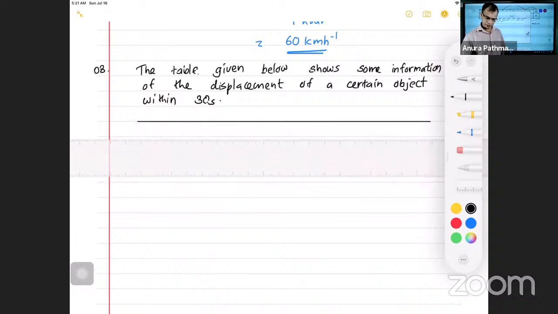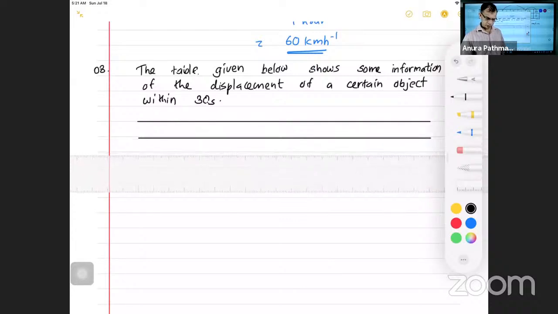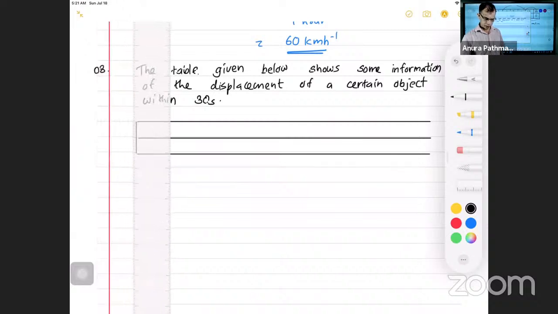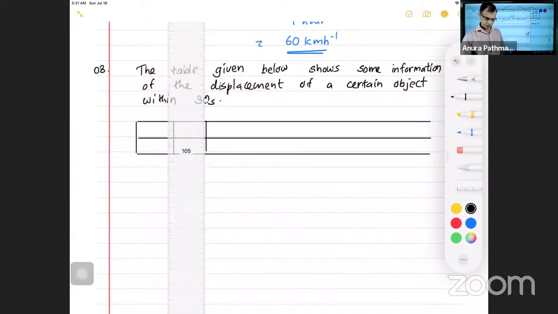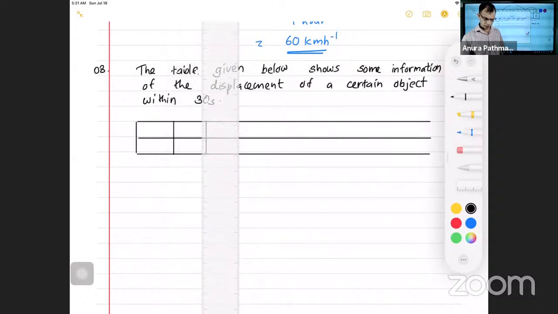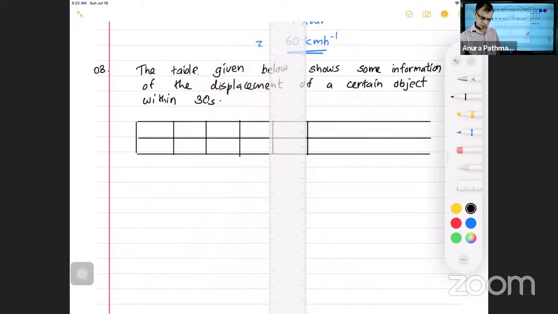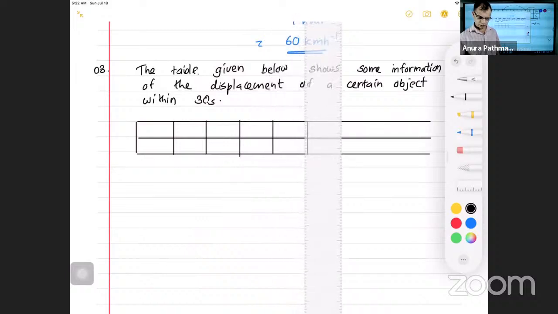So you have the table, first part, second part, for you to write time and displacement. First cage, second cage, next one, next one, next one.